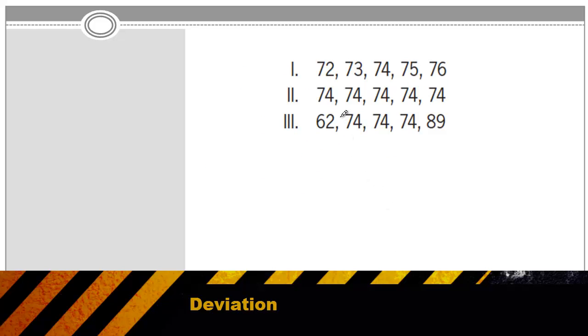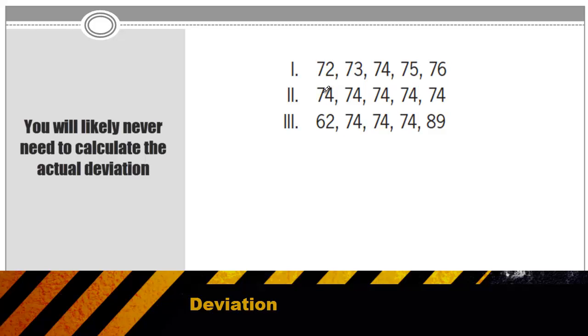So in this question, the problem asked us to rank the sets in the order of their deviation. Right off the bat, we can see that set number 2 clearly has the lowest deviation because there really is no deviation. But when we compare sets 1 and 3, it gets a little bit more complicated. In set number 1, every number is about 1 apart. So there is some deviation.